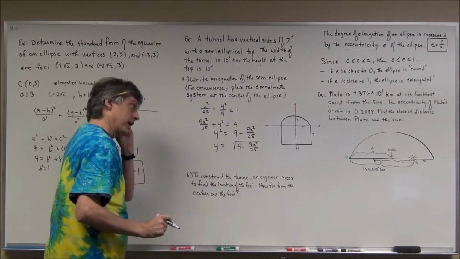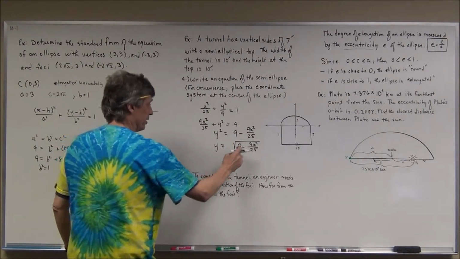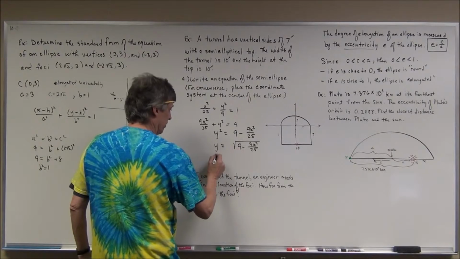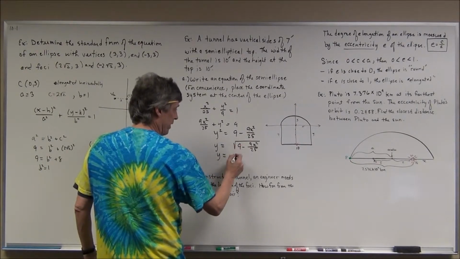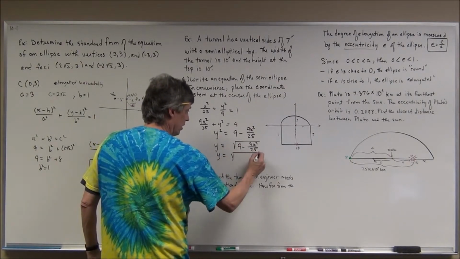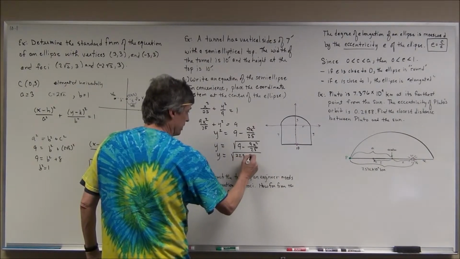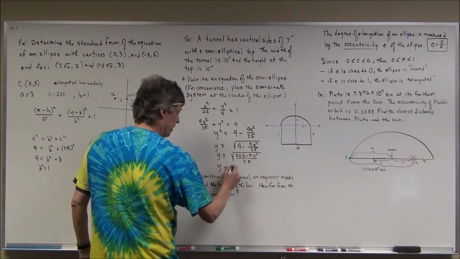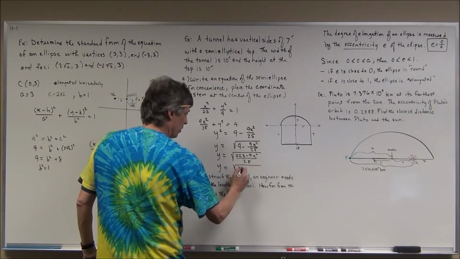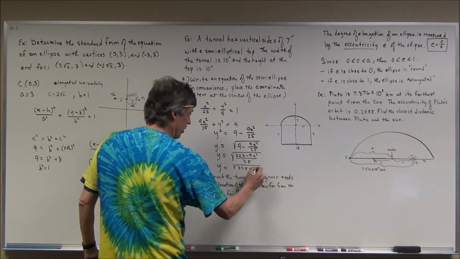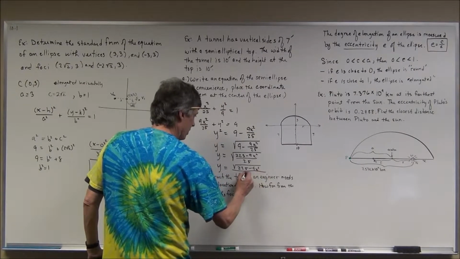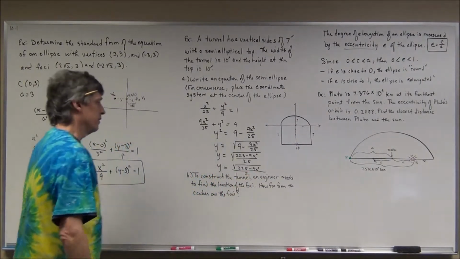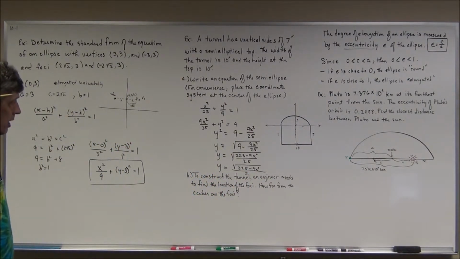Now, if you want, you could get a common denominator in here and try to simplify this a little bit. That would be 25, so that would give me the square root of 225 minus 9x squared all over 25. So that would give me the square root of 225 minus 9x squared all over 5, 5 now being on the outside, because you can take the square root of the denominator there. So that's the answer to part A.